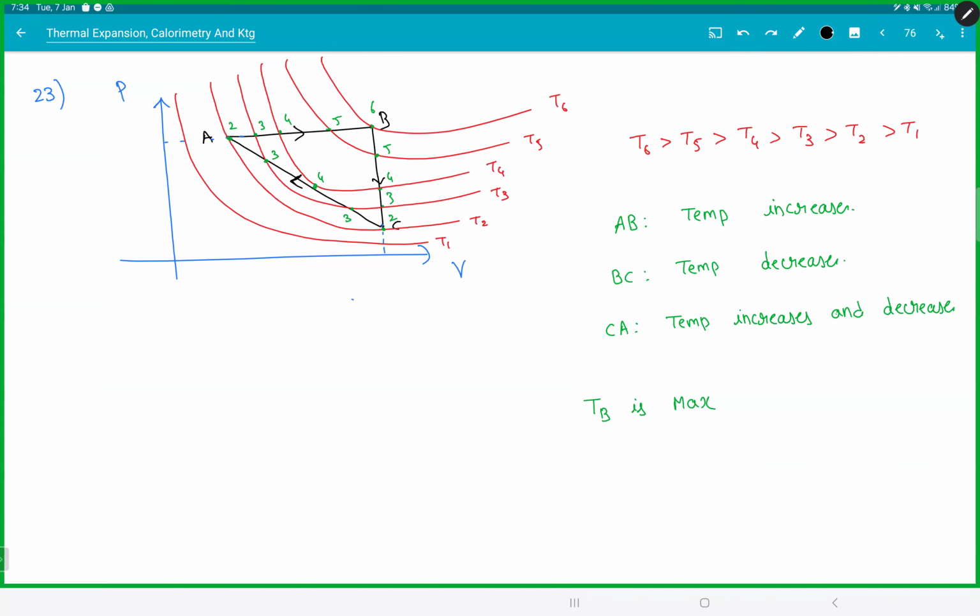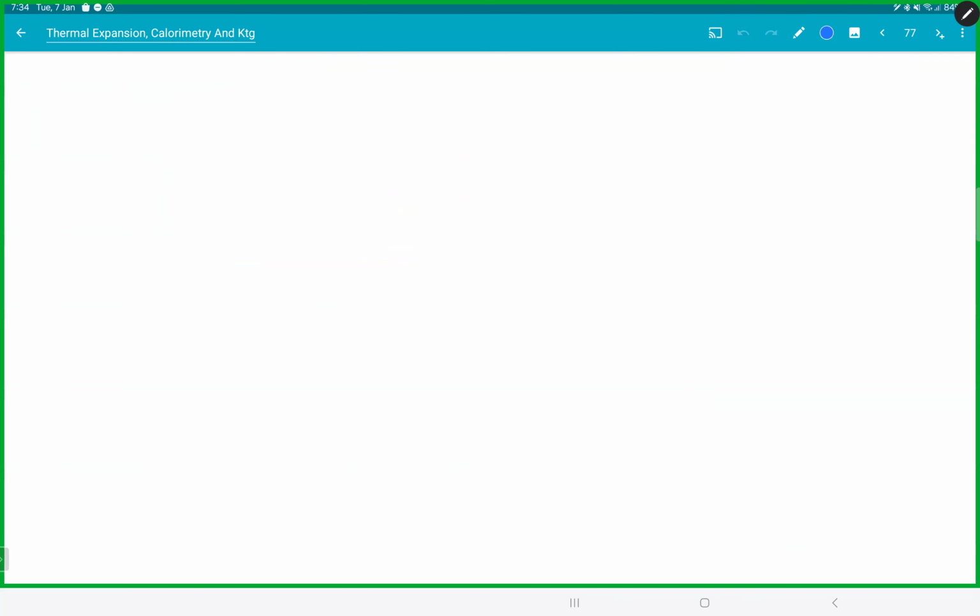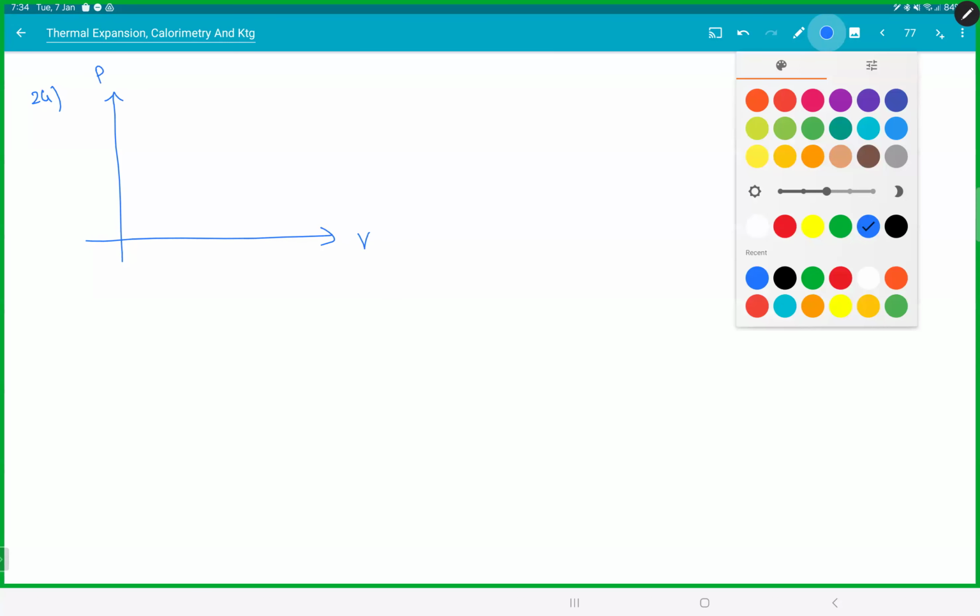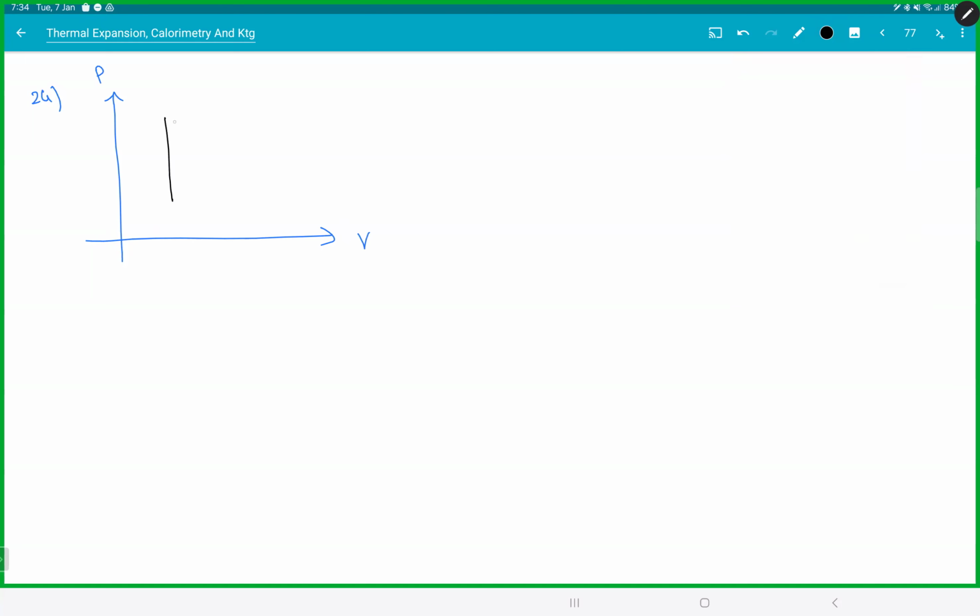Let's see something better than this. So it's the same question, but we have a better variation. This could be an Advanced more than one choice question. So we have a PV graph. This is V naught. This is 3V naught. This is P naught and this is 2P naught. This is A, B, and C.